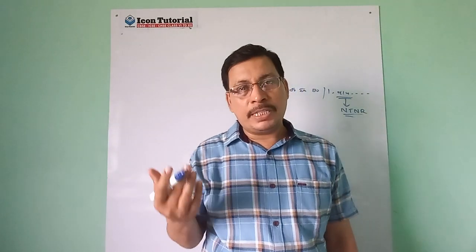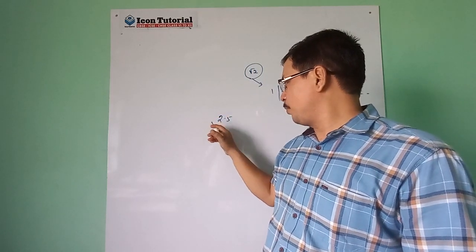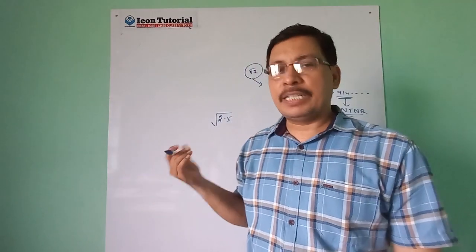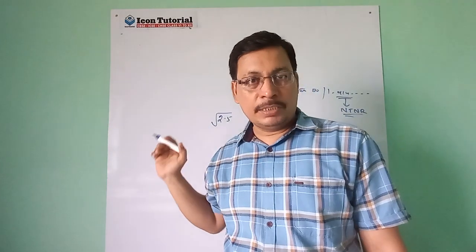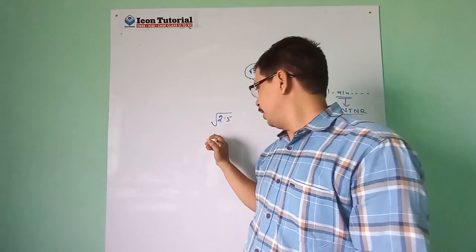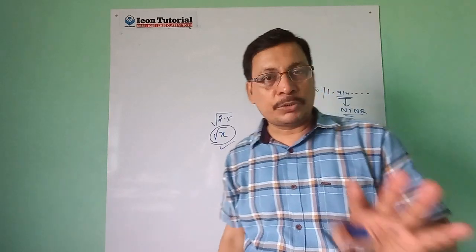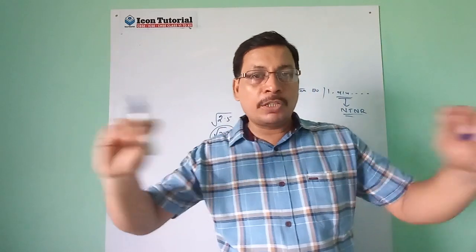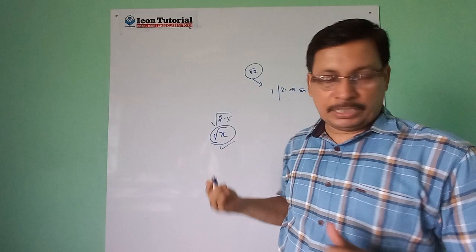Non-terminating, non-repeating decimal numbers are irrational numbers. Like that, there are many irrational numbers, suppose the square root of 2.5 is also an irrational number. So how can we represent different irrational numbers on a number line? Before that, I will first explain in general form how to represent an irrational number, root x, where the value of x we don't know. That derivation I will describe today. So let us start.